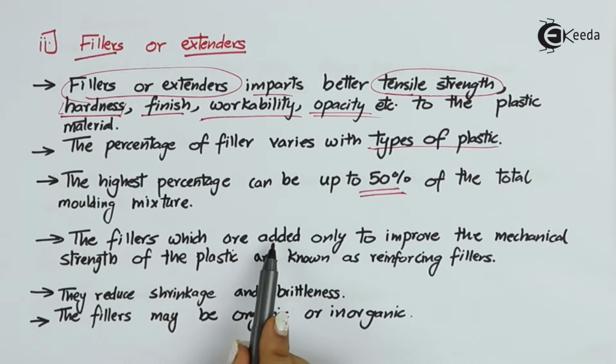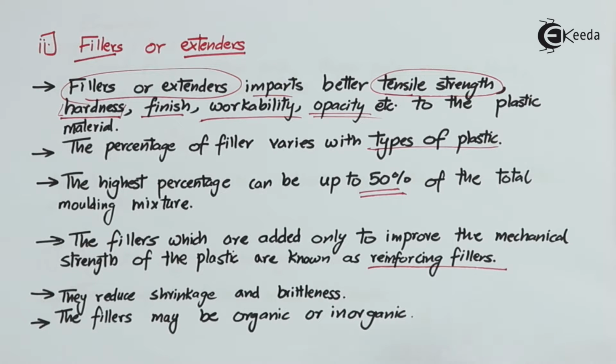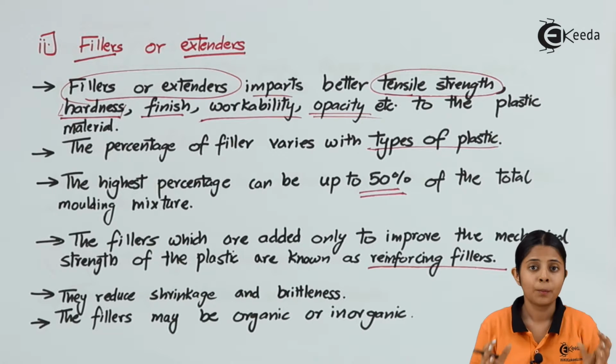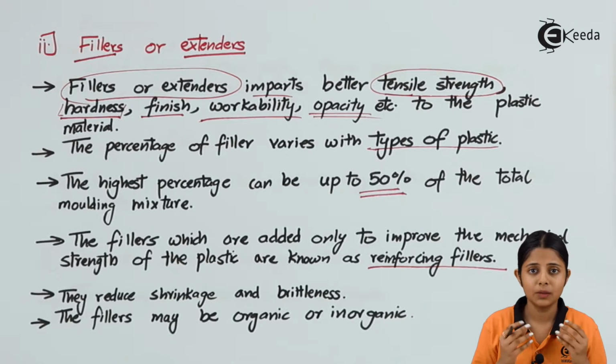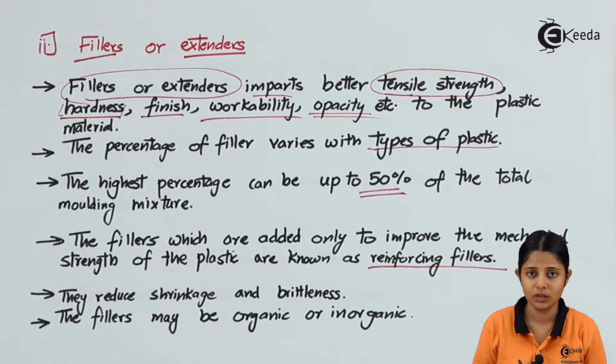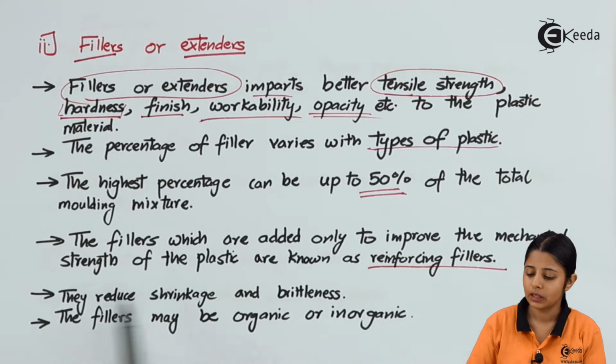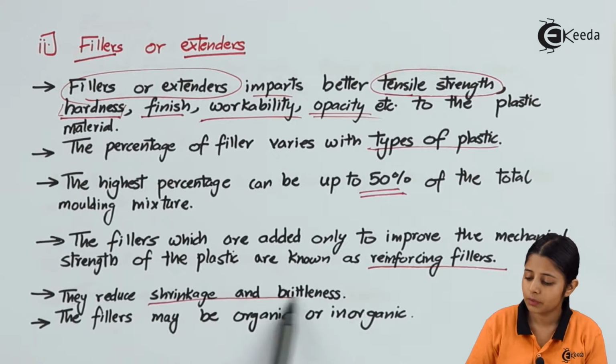The fillers which are added only to improve the mechanical strength of the plastic are known as reinforcing fillers. So if I know that my plastic is heat resistant, is corrosion resistant and everything is fine, but I need to improve the mechanical properties of the plastic. So only to improve those mechanical properties of the plastic, I will add certain fillers, and these fillers are known as reinforcing fillers. They reduce shrinkage and brittleness.